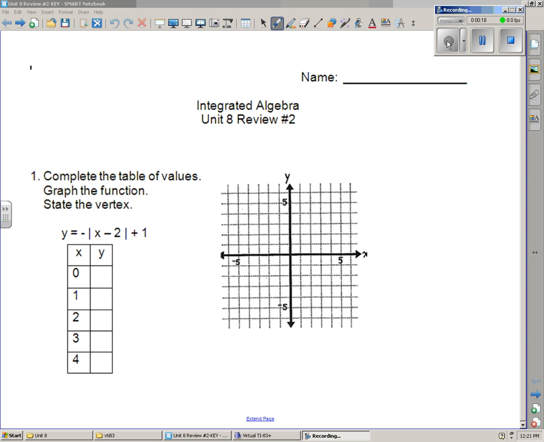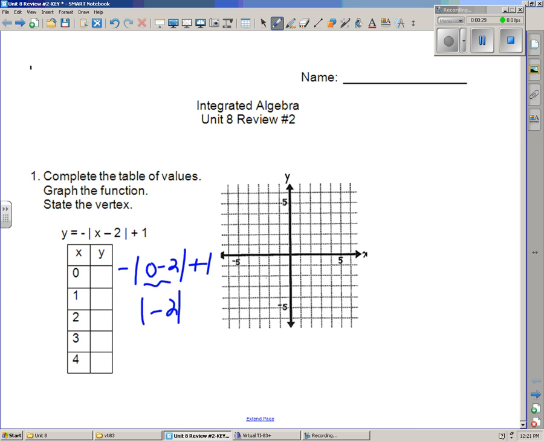So you're looking for the negative, up here, it's going to be the negative of the absolute value of 0 take away 2 plus 1. Well, the absolute value of 0 take away 2 is the absolute value of negative 2. The absolute value of negative 2 is 2. Bring down your negative, add it by 1, and negative 1 becomes your answer. So the absolute value comes out to be positive, but the math that you do around it comes out to be negative.